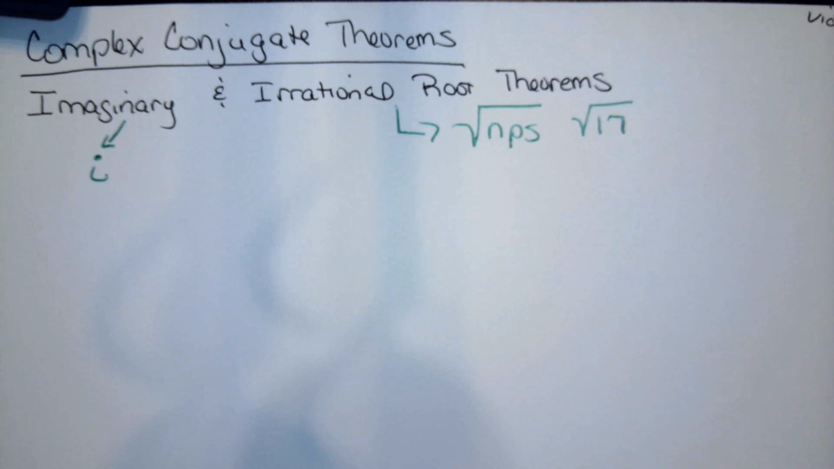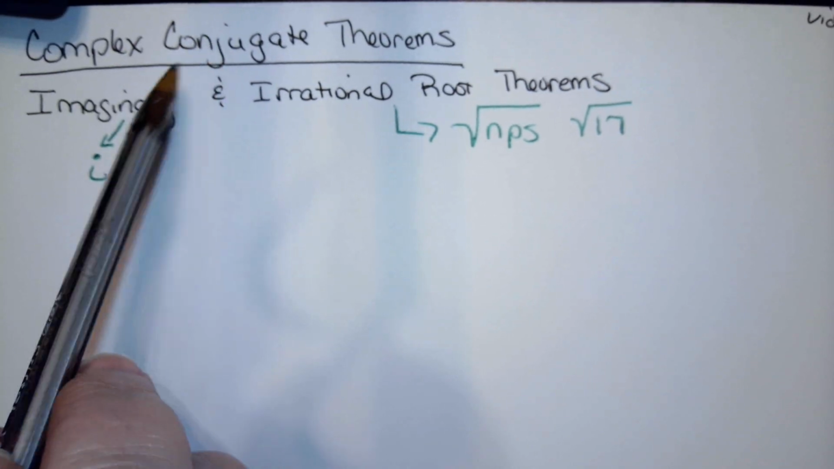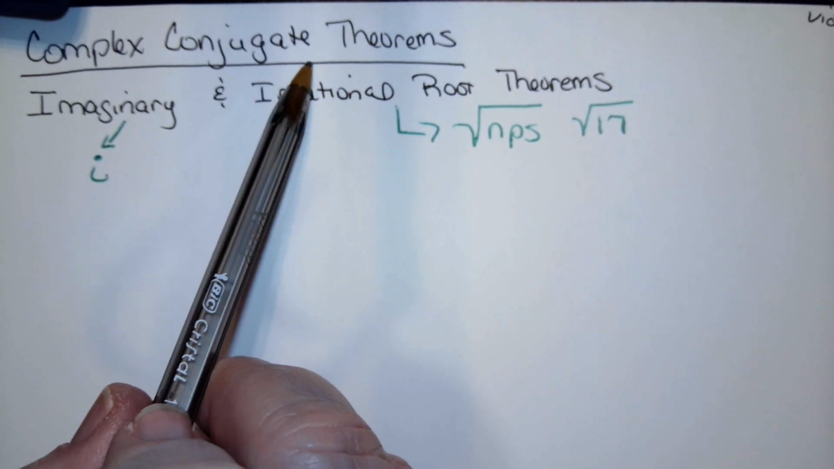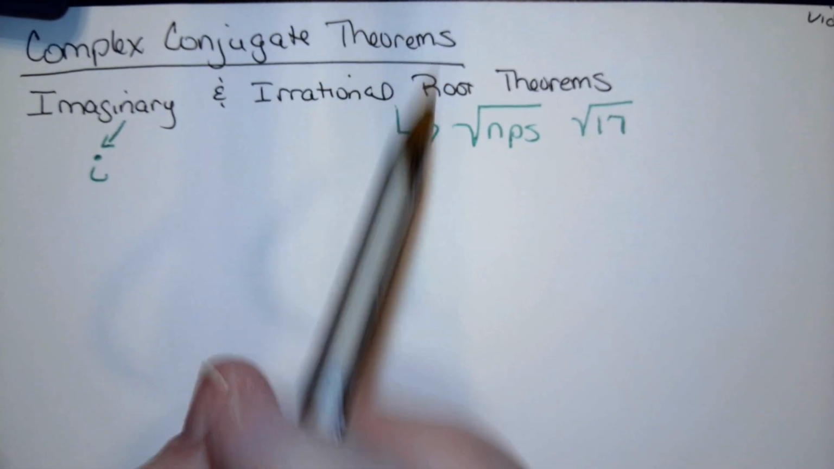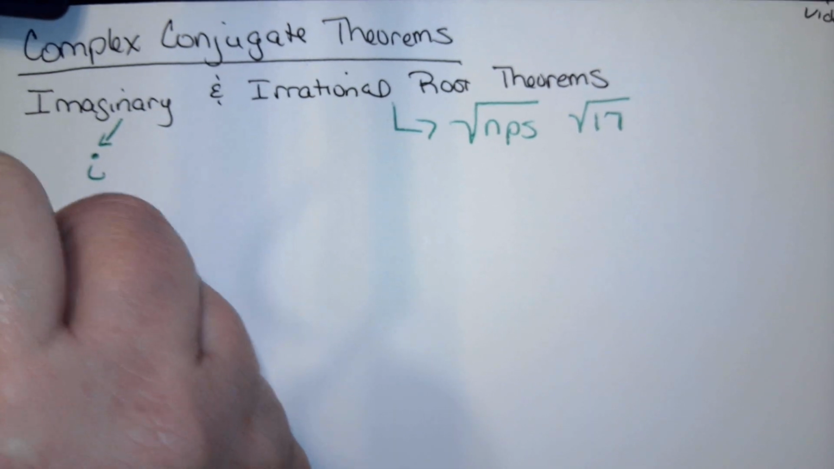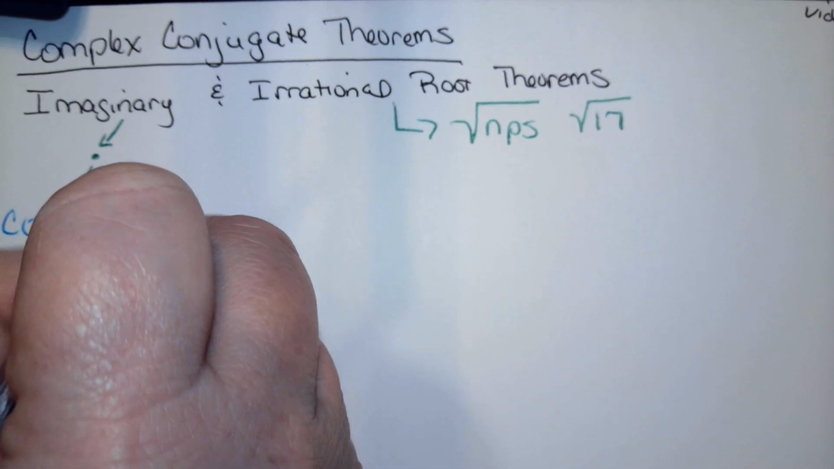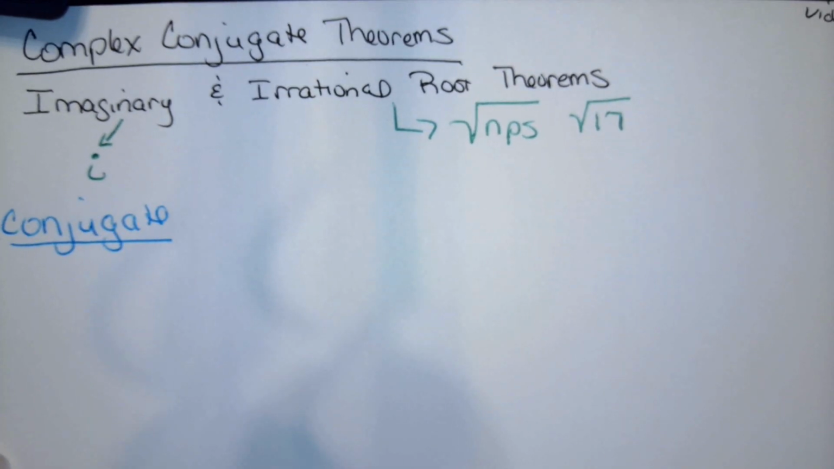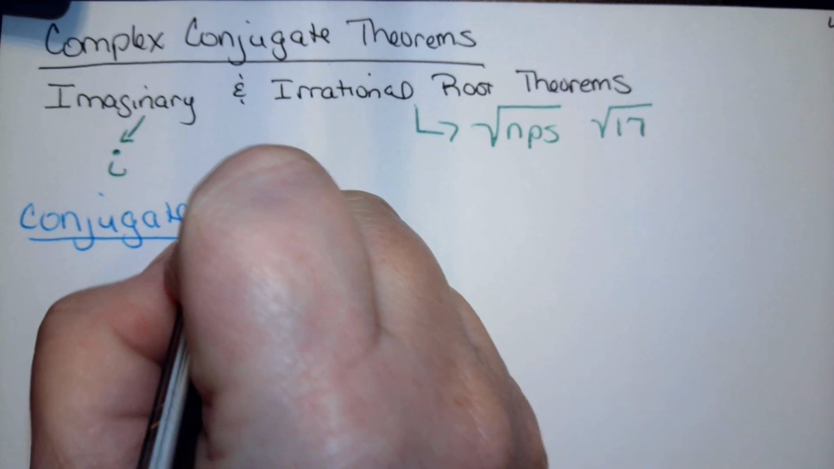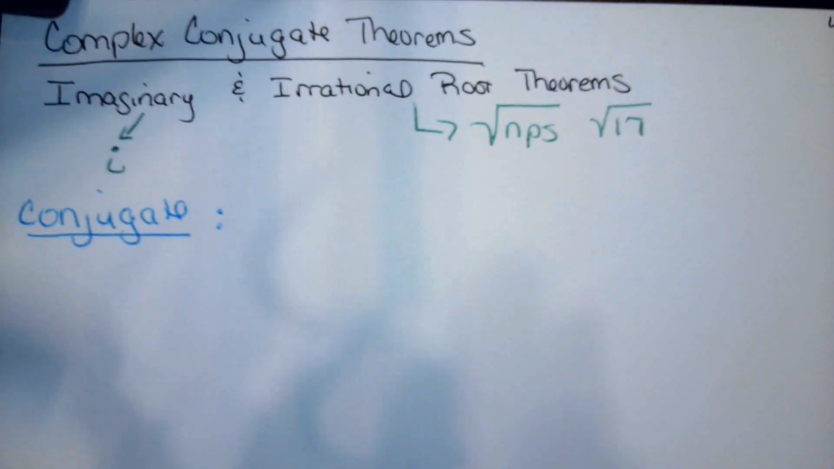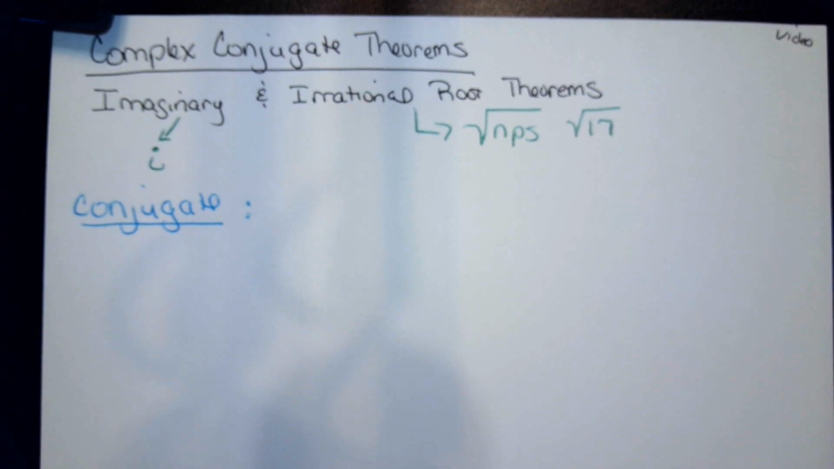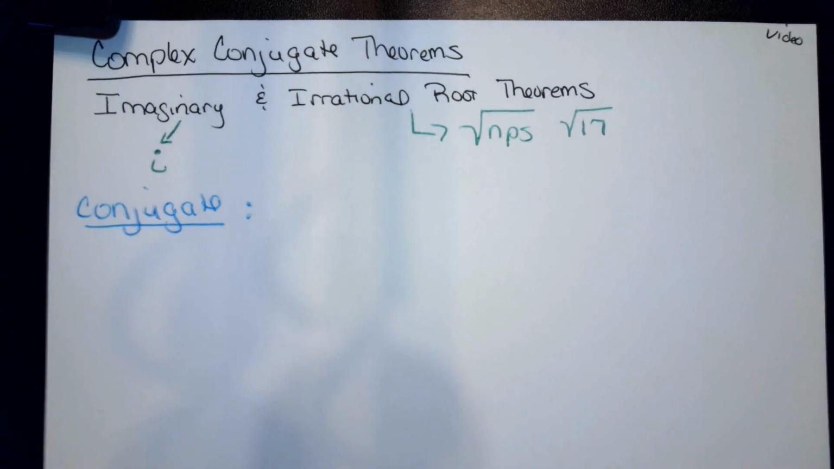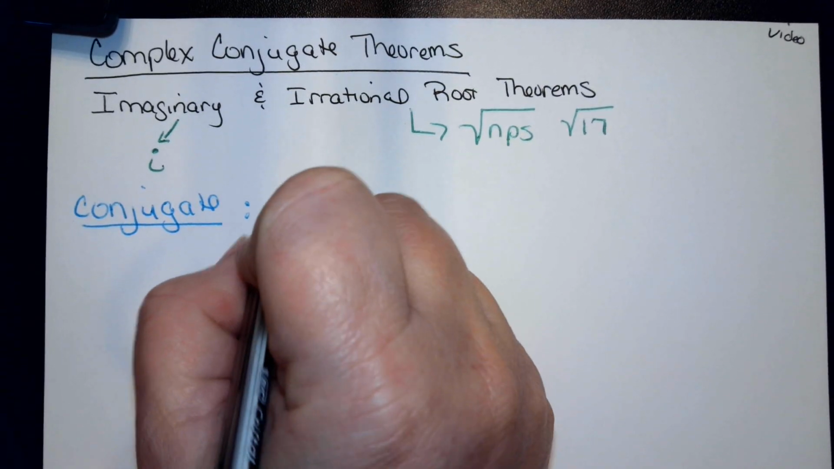Alright, so most of these words you've seen already. You've seen complex, theorems, imaginary, irrational, roots. The one word you probably have not seen as of yet is conjugate. So before we can do any of the theorems, we need to understand what a conjugate is. Now, of course, that's a formal definition, but I always like giving definitions where we can kind of understand what they're asking us to know.